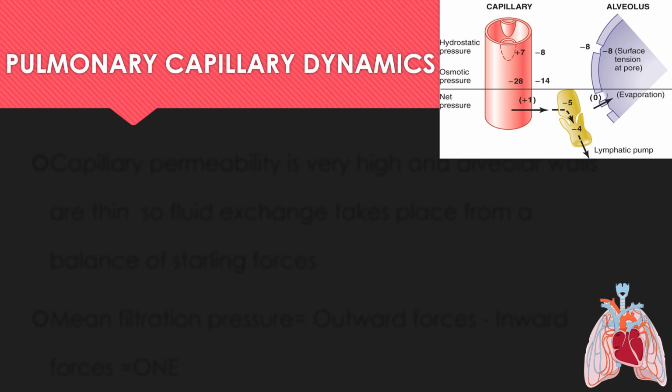But if the pulmonary capillary pressure rises to 25 millimeter of mercury, then the fluid can escape into the interstitial space, which can lead to pulmonary edema. This can happen especially when the pulmonary capillary pressure increases during exercise, at higher altitude, and in congestive cardiac failure, especially left heart failure.